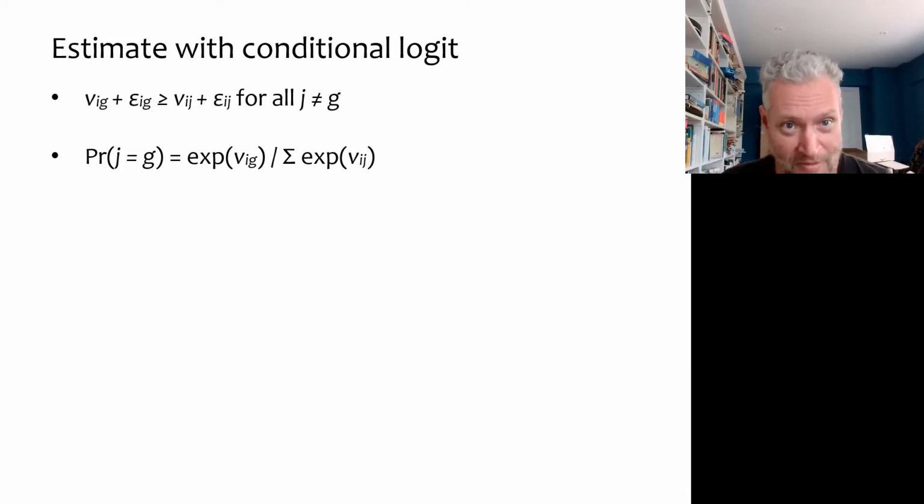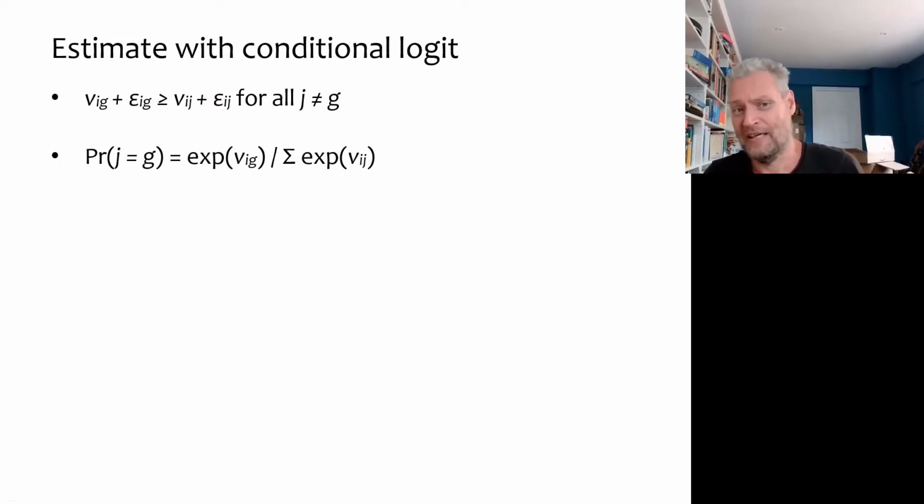That follows from assuming that this epsilon here is a Gumbel distribution. If you were to make a different distributional assumption, then this closed form expression would not be possible. So that is what we have here, the probability of individual I going to G.